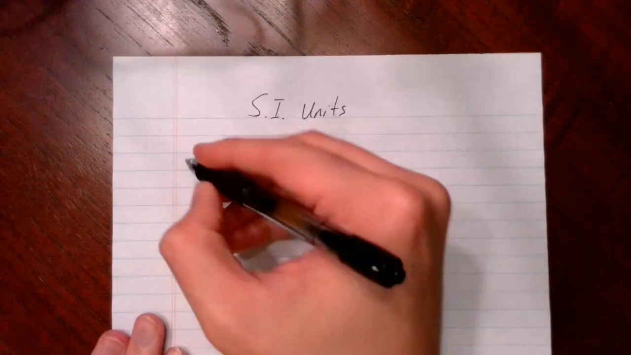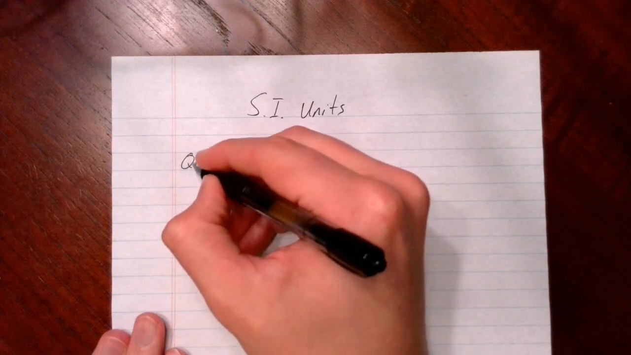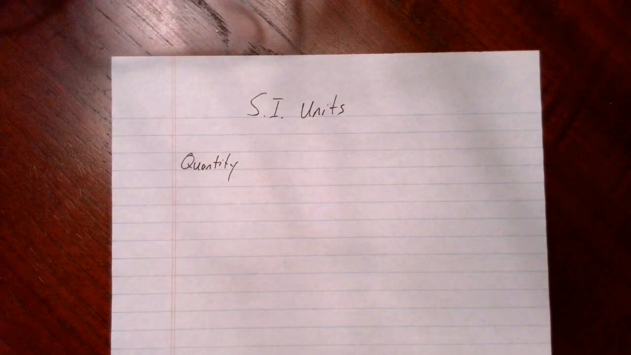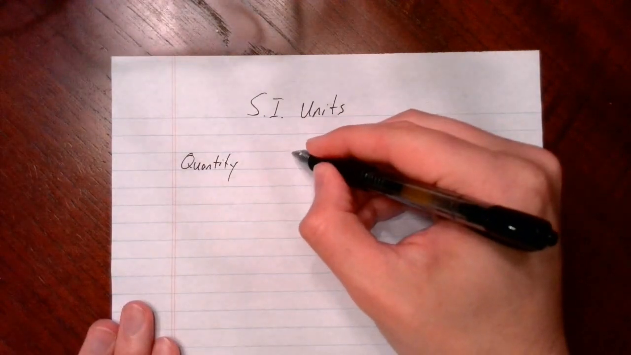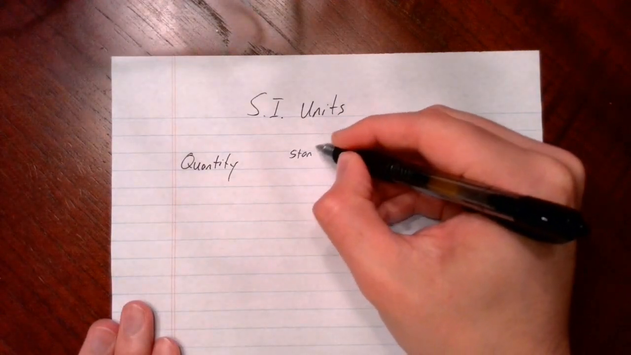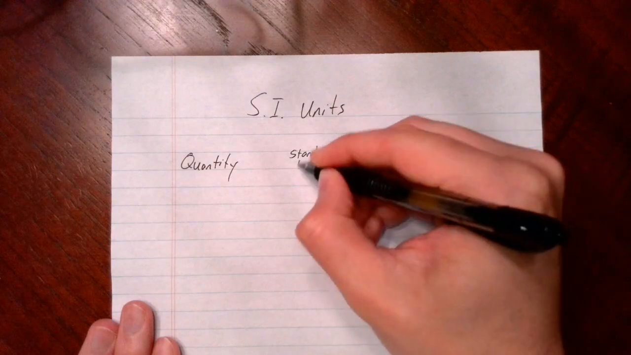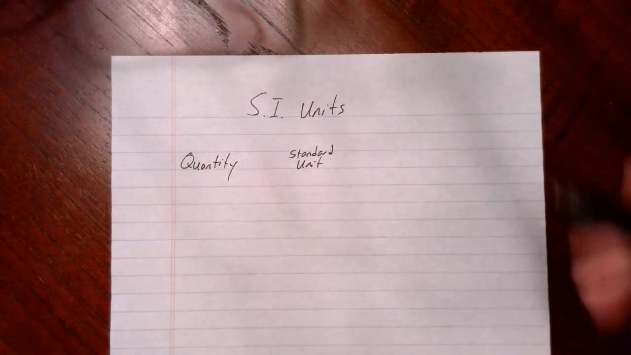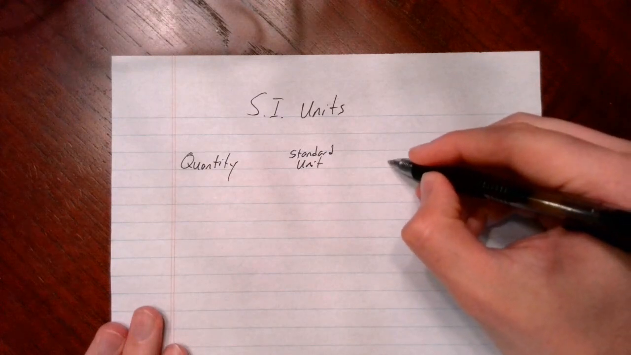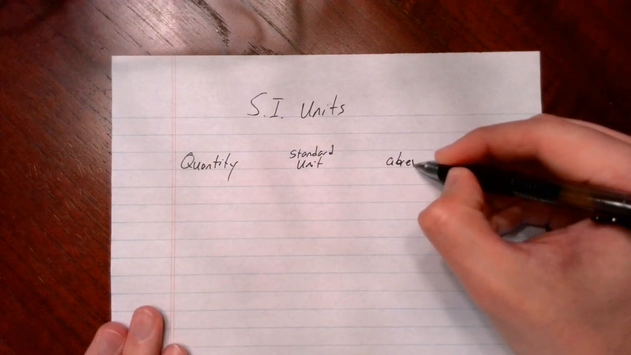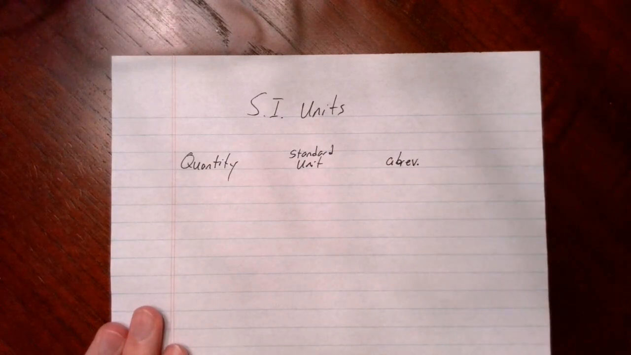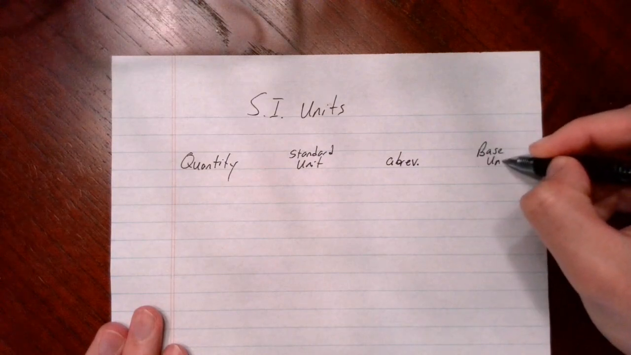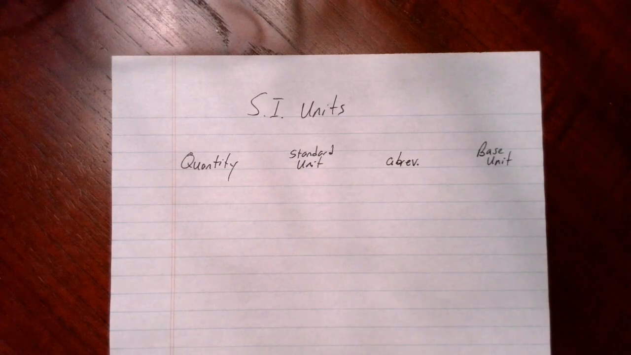The first column is quantity. That's just what the unit even measures. The next column is the standard unit. What is the standard unit of this quantity that we measure? The next column is the abbreviation. I'll abbreviate abbreviation to save space. Then the last is the base unit. That is, without any prefixes, what is the base unit for this measurement?